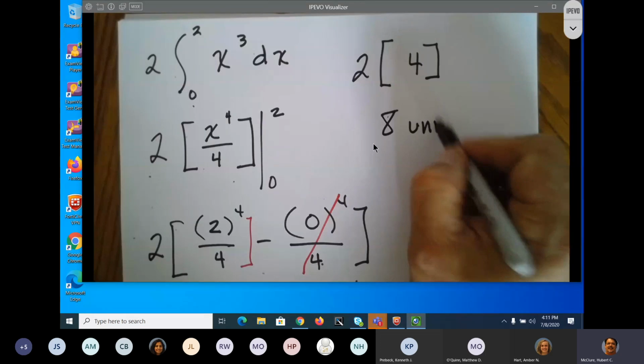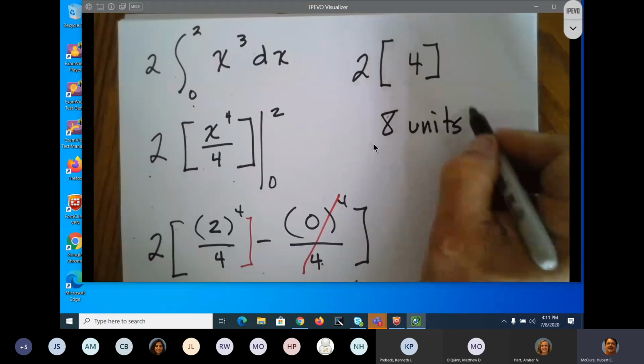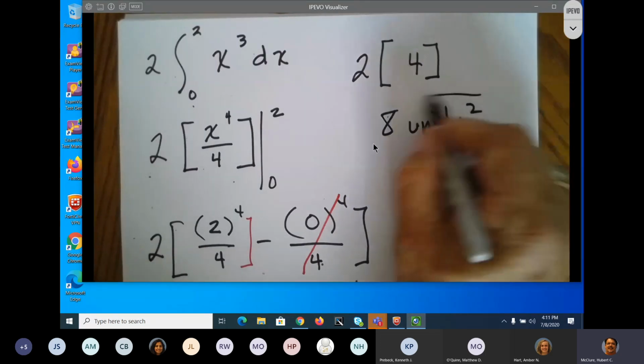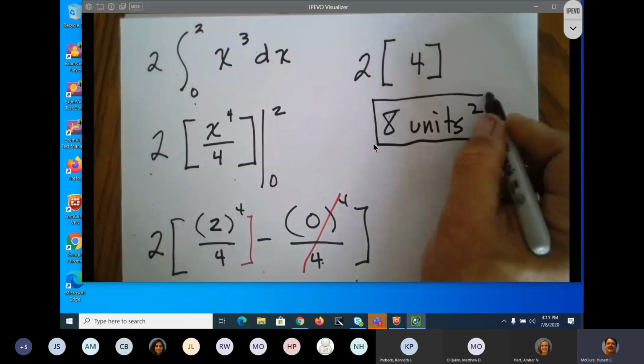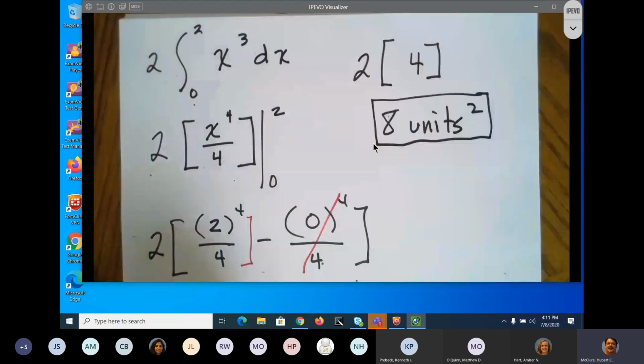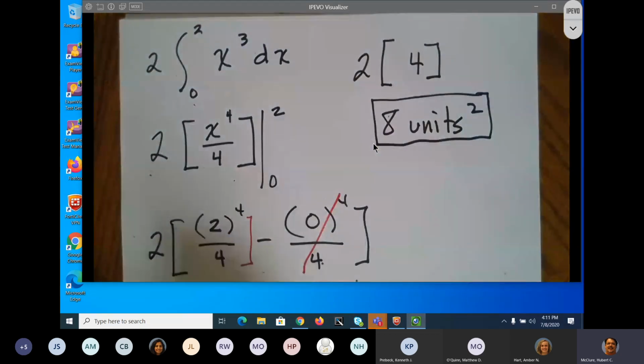Now, the reason I put units is because, especially in a science class, you got to make sure you put the units or they have a connection. So that's why I keep putting units squared, because we are finding the area under the curve. And that's your definite integral. Now, you need to take what you've learned about integration and apply it to definite integrals. So let's go ahead and start with a couple of problems.